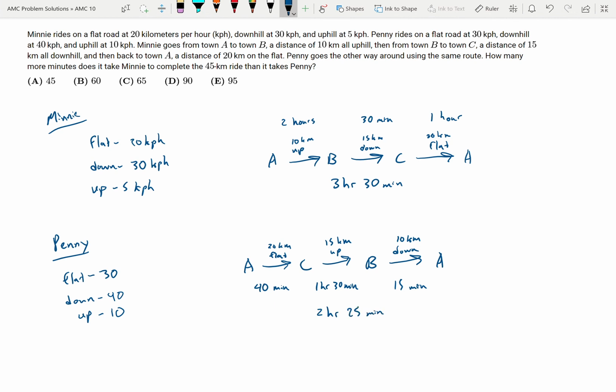To find the difference between those two, just subtract 2 hours, 25 minutes from 3 hours, 30 minutes, and you get 65 minutes. So it takes Minnie 65 more minutes to complete the ride. So the answer is C.